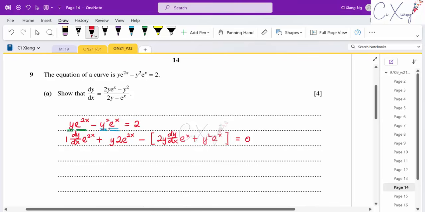And the next step is you need to group all the dy/dx terms on one side and the other terms on the other side. Before I can rephrase it, I want to expand everything that I have in the brackets first, and write my equation in a nicer way first.